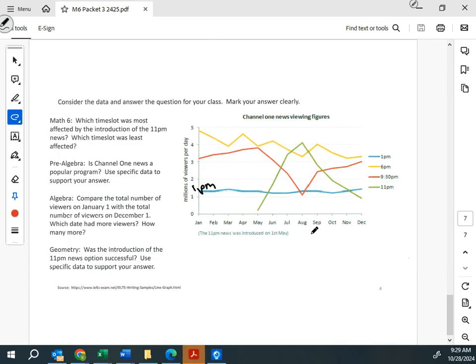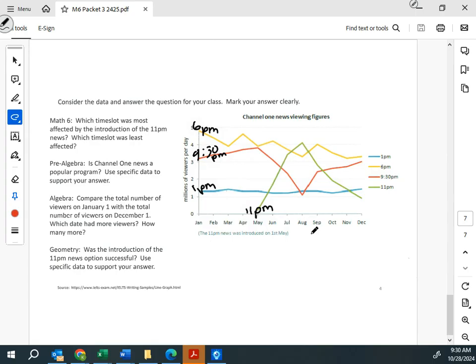The 6 p.m. is the yellow. The red line is the 9:30 p.m. And then the 11 p.m. is this green. We can see that it starts after a few months. So look to see what happens to our data lines on how many people were watching the news. And then what happens when the 11 p.m. news becomes an offering? Which programming gets hit the most?